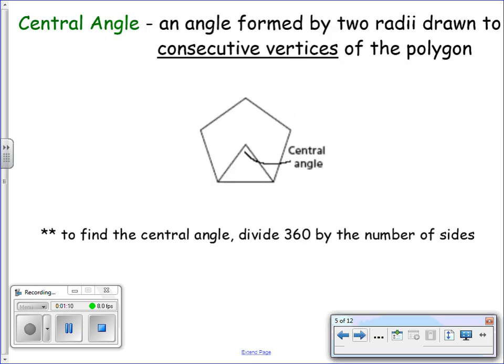Central angle, you've heard that term before, and it's an angle formed by two radii drawn to consecutive vertices of the polygon. So this angle right here from the center is called the central angle. And to find the central angle, you're going to divide 360 by the number of sides of a polygon.